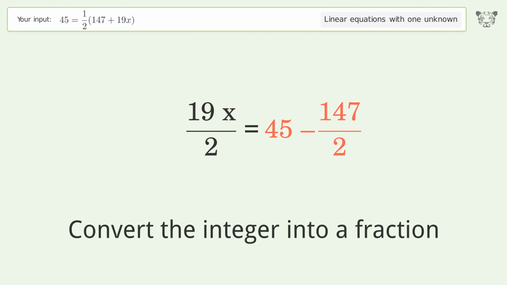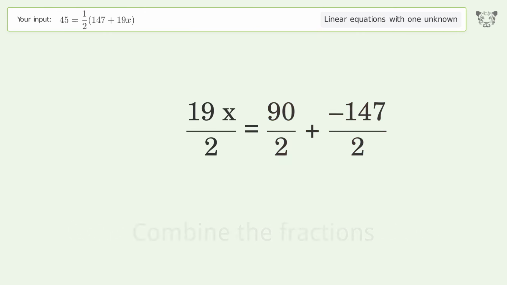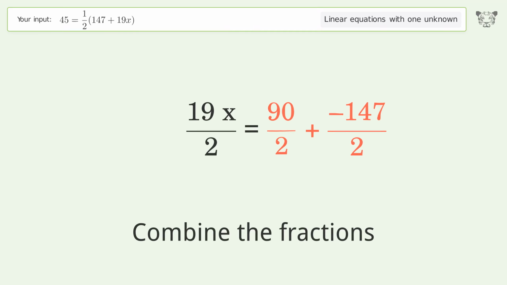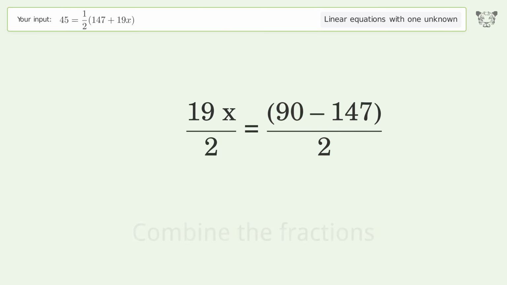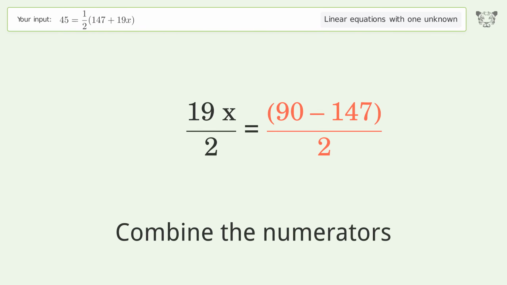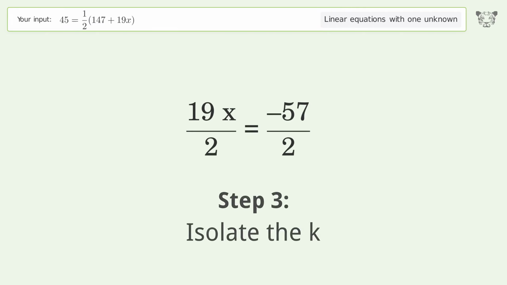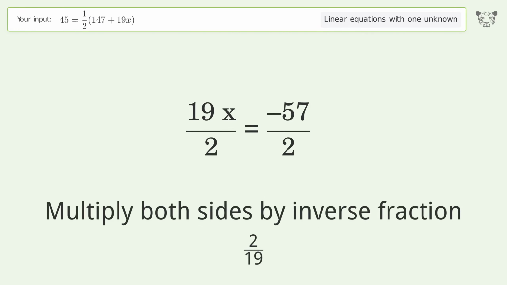Convert the integer into a fraction. Combine the fractions. Combine the numerators. Isolate the k. Multiply both sides by inverse fraction 2/19.